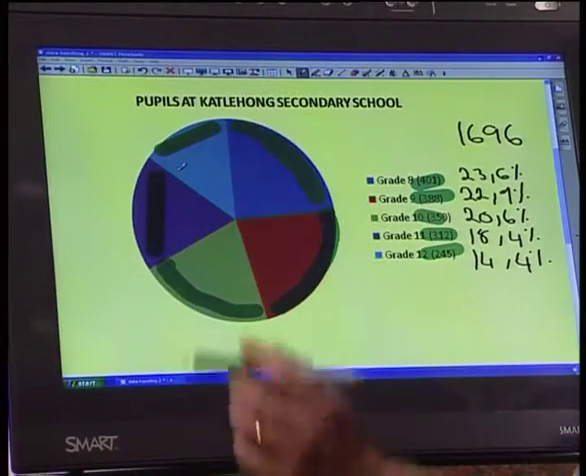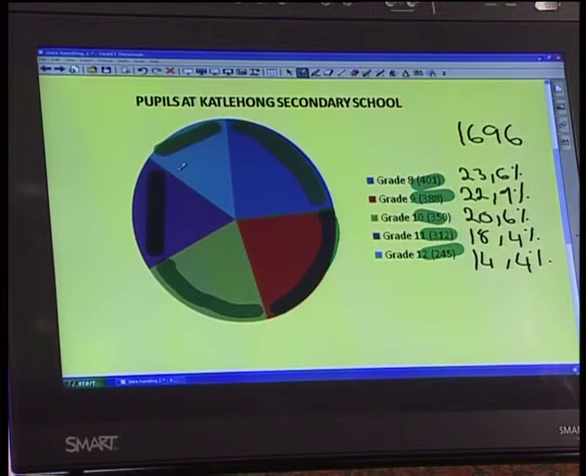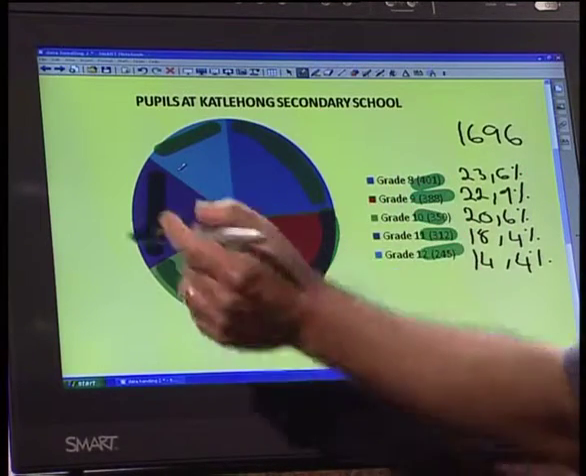Well, that's close enough to the 100%. Remember, we did round off some of our answers, so that would give us a slight inaccuracy. But for the sake of our calculation, it's as close as we need to be. Now that we have the percentages, we can say that 1,696 students is the full circle.